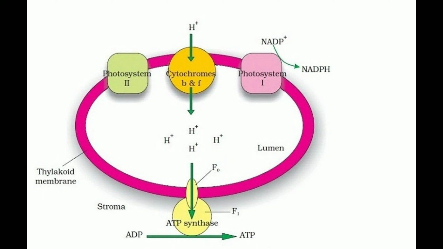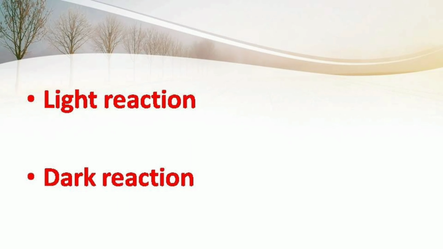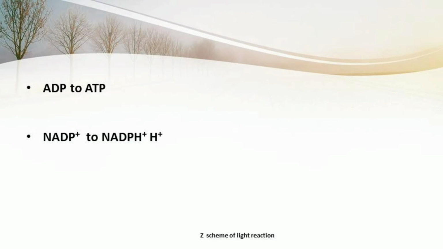In photosynthesis we know that there are two reactions that take place. One is the light reaction and the other one is the dark reaction. In the light reaction we have discussed all this, and the dark reaction takes place in the stroma. For the dark reaction to take place, NADPH2, ATP and also carbon dioxide are required.